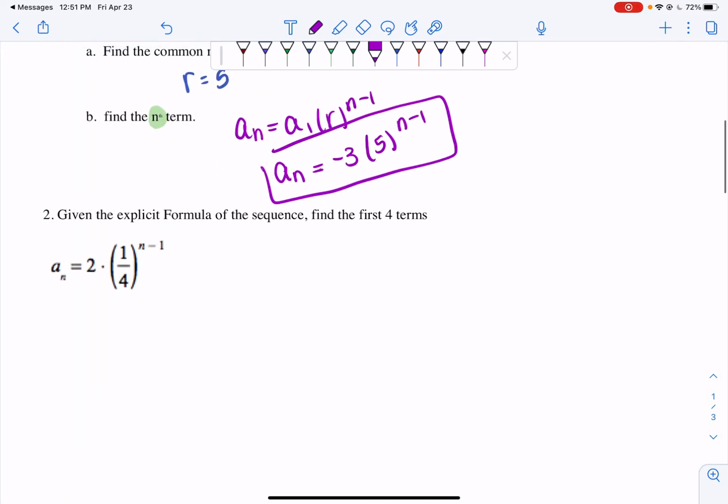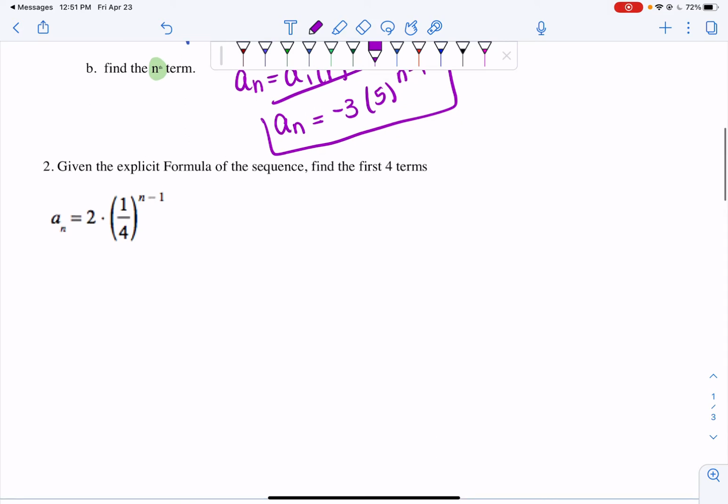So given the explicit formula of the sequence, find the first 4 terms. So I want to find term 1, term 2, term 3, term 4. All we're going to do is basically just calculator work. So for a sub 1, everywhere I see an n, I plug in 1. So I have 2 times 1/4 to the 1 minus 1. When you type that into your calculator, what do you get? Very good, I get 2.